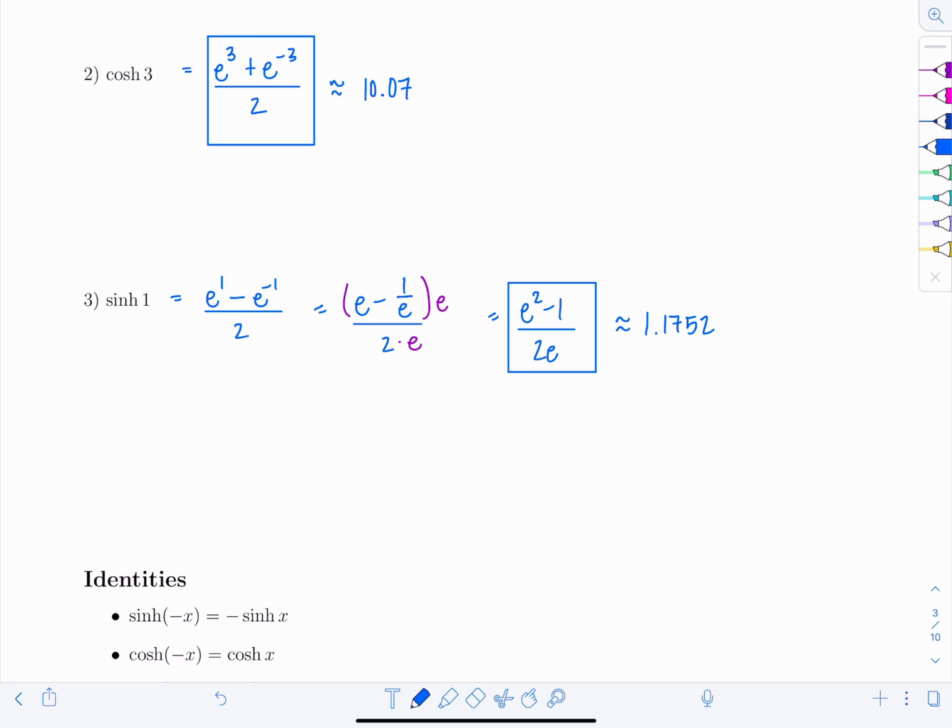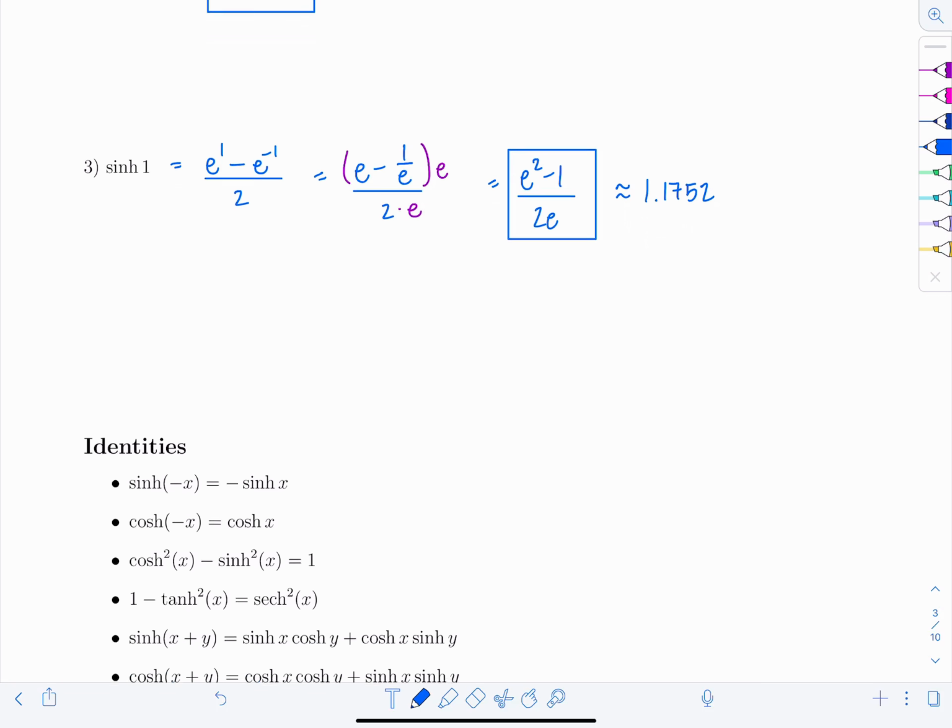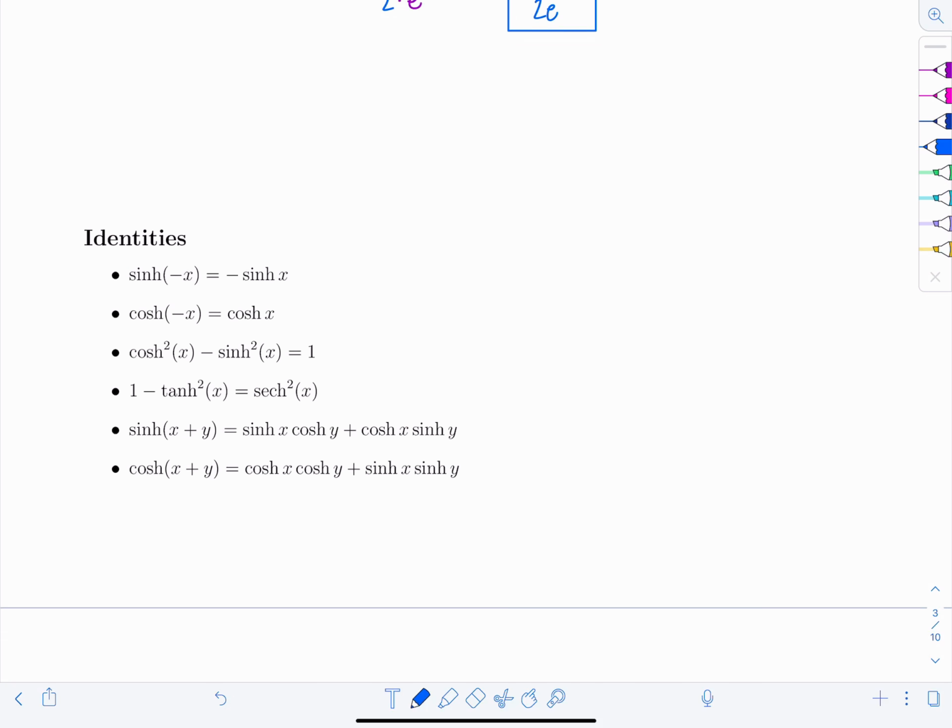Lovely. Now, let's look at some identities here. Sinh of negative x equals negative sinh of x. What does that mean? That means it is an odd function. Just like regular trigonometric sine of x is odd, so is sinh of x. Cool. Cosh of negative x equals positive cosh of x. So that's an even function.